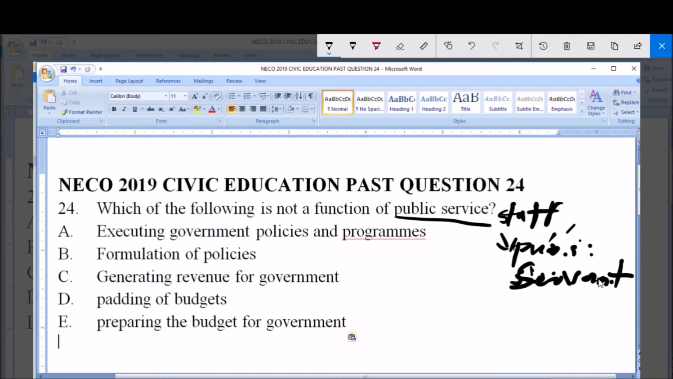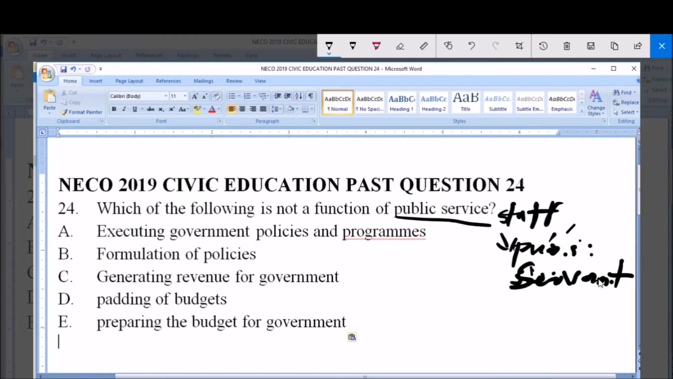A. Executing government policies and programs. B. Formulation of policies. C. Generating revenue for government. D. Padding of budgets. E. Preparing the budget for government.